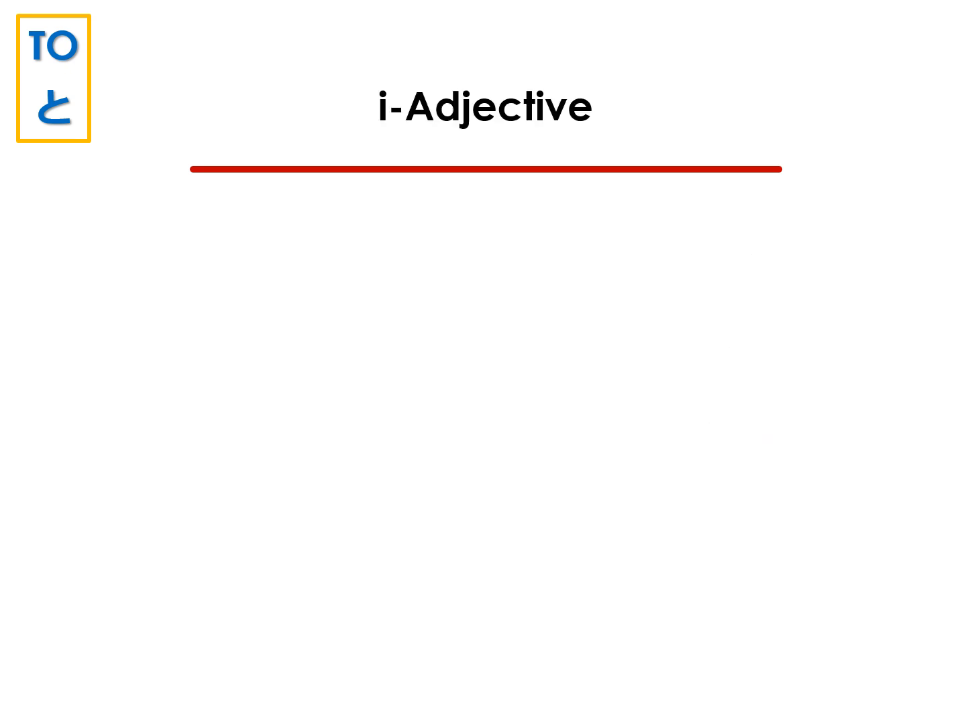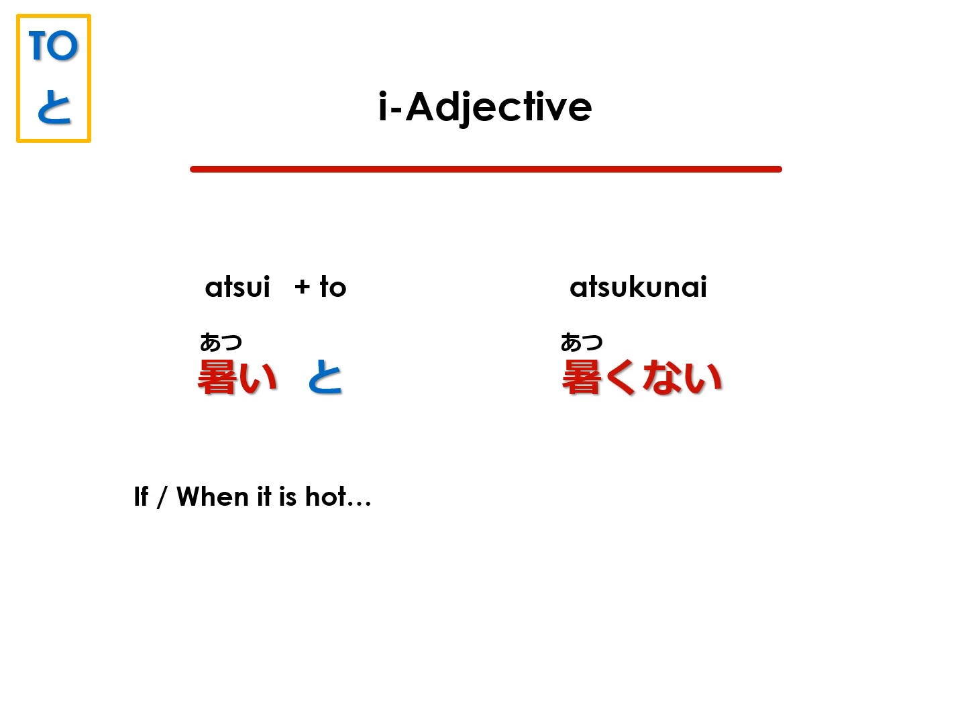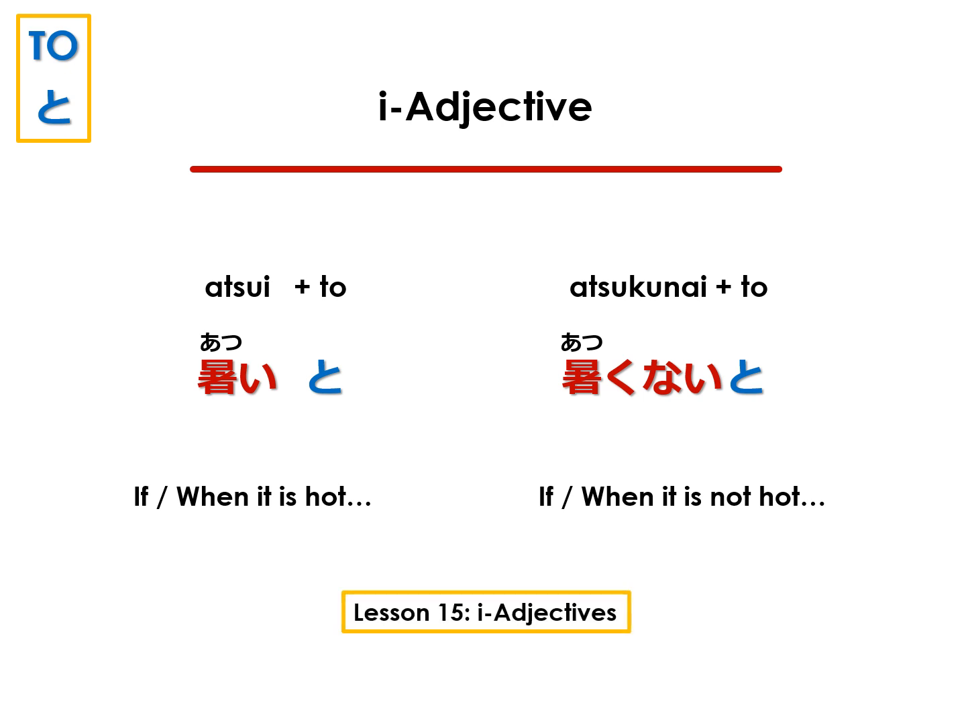For e-adjectives, simply take the dictionary form of the adjective or its e form and add to. For example, the adjective atsui, which means hot. Add to and you form atsui to, which means if it's hot or when it's hot. And to form the negative, conjugate atsui to its nai form and you have atsukunai. Then add to form atsukunai to, which means if it's not hot or when it's not hot. To review basic e-adjective conjugation, you can watch lesson 15.